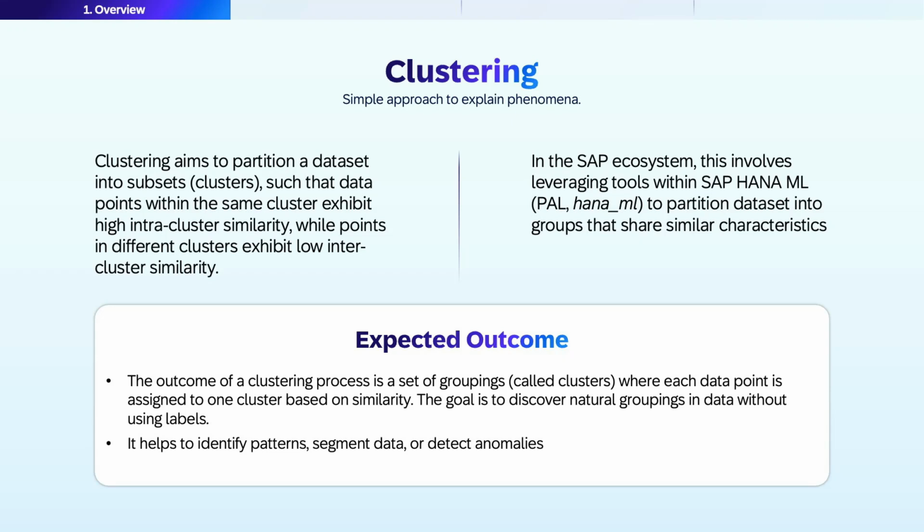In the SAP ecosystem, this involves leveraging SAP HANA machine learning tools, specifically the Predictive Analysis Library and HANA ML. The outcome of a clustering process is a set of groupings called clusters, where each data point is assigned to one cluster based upon similarity. The goal is to discover natural groupings in data without using labels.